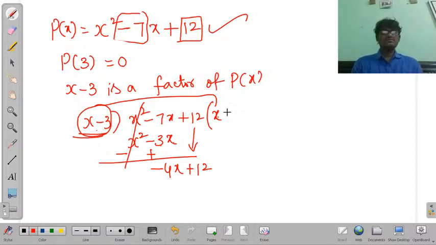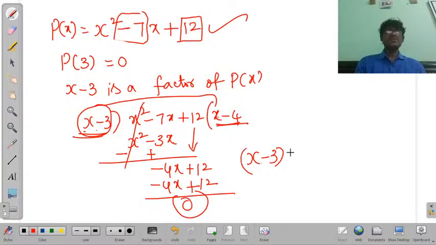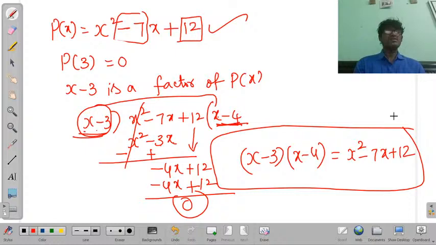So you take minus 4. You know how to do this one. So minus 4 into x minus 3. Minus 4 into x is minus 4x. Then minus 4 into minus 3, minus into minus is plus, 4 into 3 is 12. So if you subtract these two, you will get 0. Then what is the remaining one? x minus 4, you see. We know that x minus 3, the divisor, into x minus 4, the quotient, plus remainder 0, so plus 0 you need not write, is equal to the dividend. What is the dividend? x square minus 7x plus 12. These are the factors. Okay, got it.